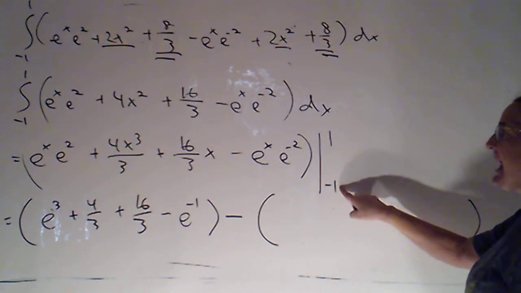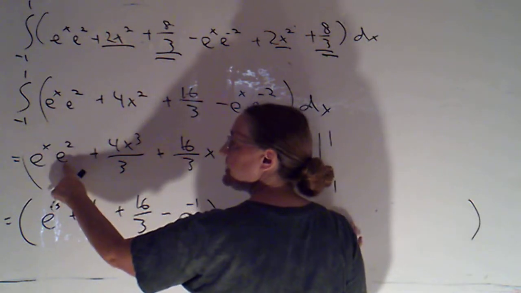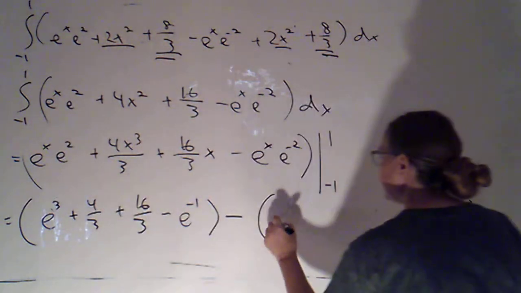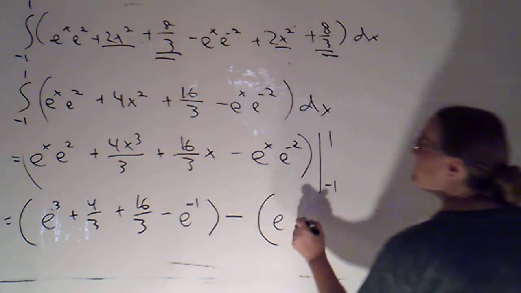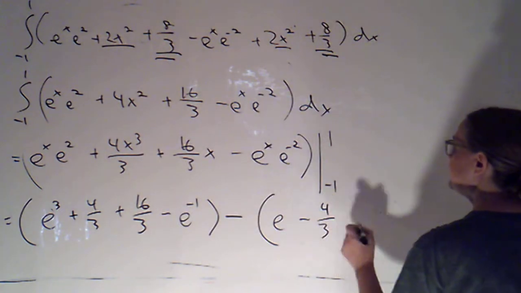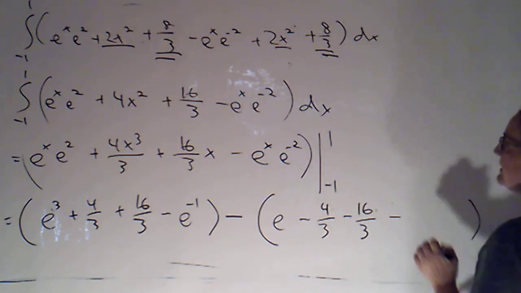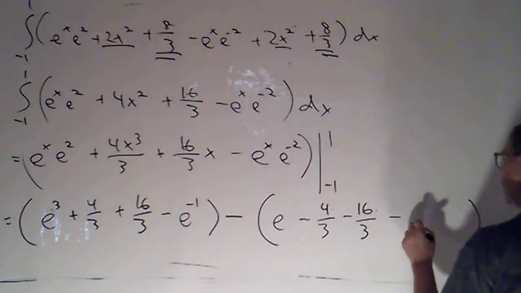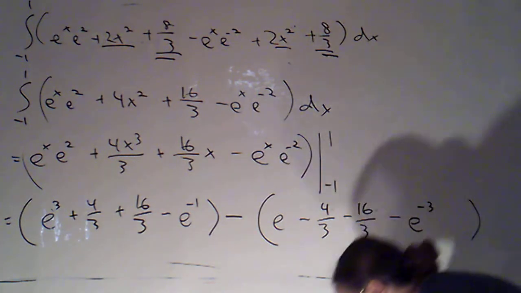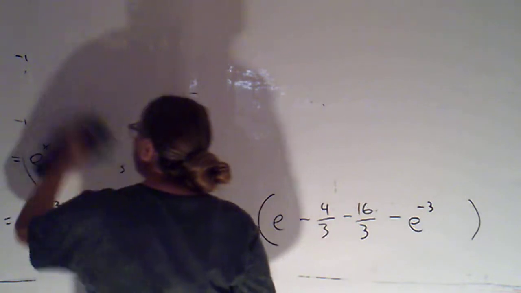When I plug in negative 1, I'm going to have e^(-1) times e squared. That's just going to be e to the first. Okay. Here, this is going to become minus 4 thirds, minus 16 thirds, and then minus e^(-1) times e^(-2), which is e^(-3). Okay, so let's distribute that negative and combine any terms that we have.